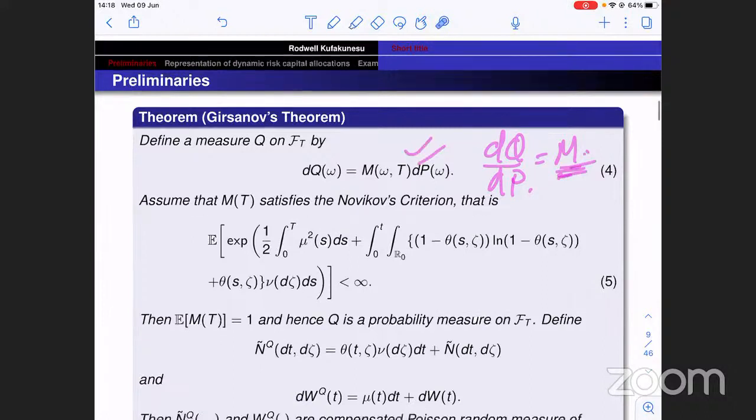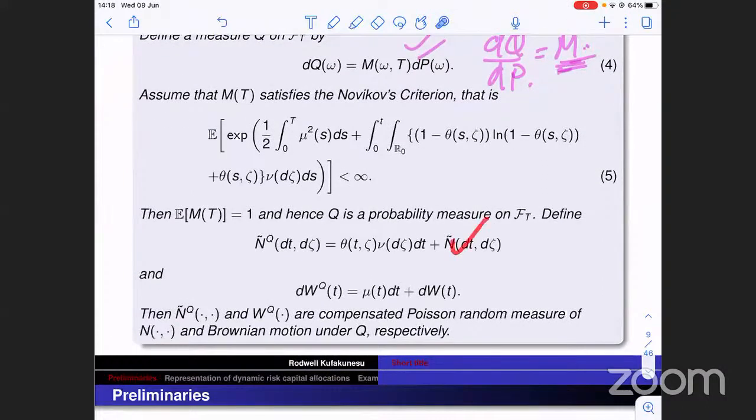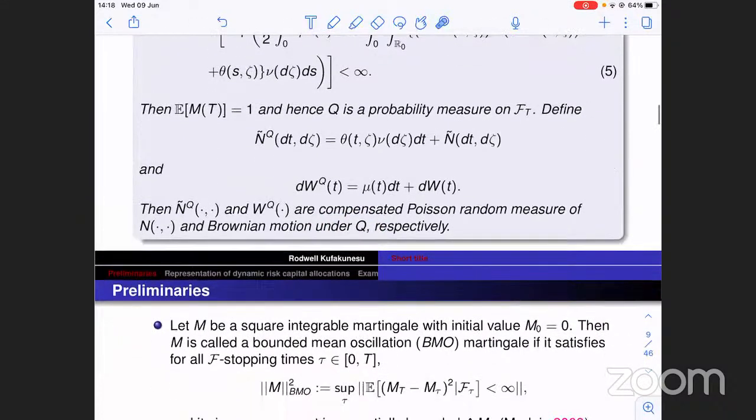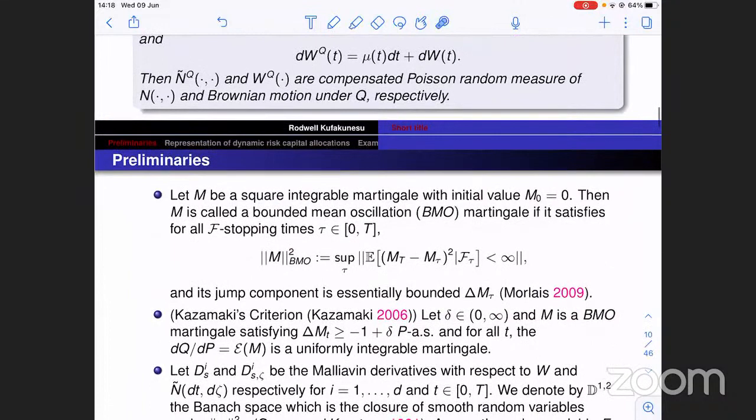These are the ways you would change the Poisson noise and the diffusion noise to involve a risk neutral probability. We shall need that. Also, we shall need the bounded mean oscillation for the jump diffusion.